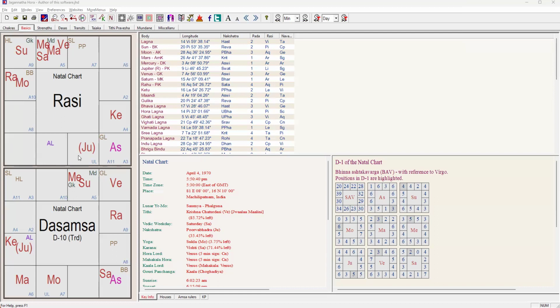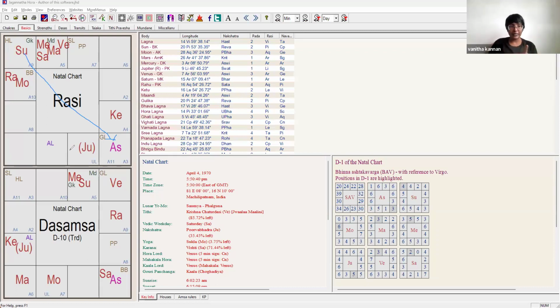Vanita, how do you know the Sun is aspecting? Diagonal? Okay, let me show you. What is the aspect of the Sun? There is a 7th aspect, right? Yes. Count from Sun: 1, 2, 3, 4, 5, 6, 7. So it is aspecting the Lagna.